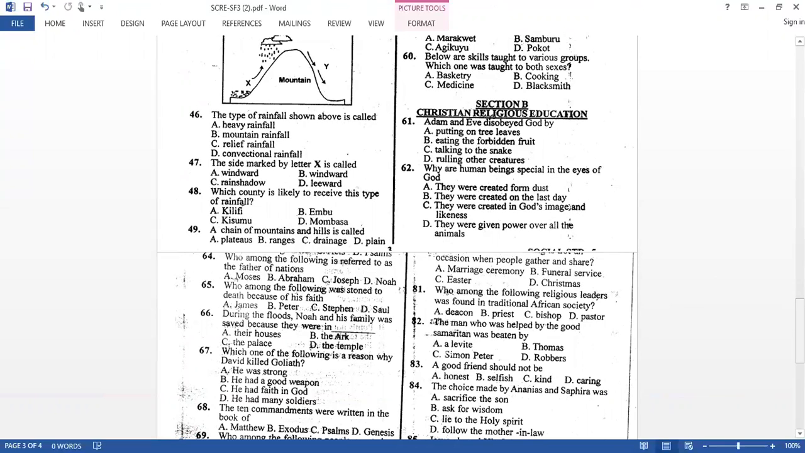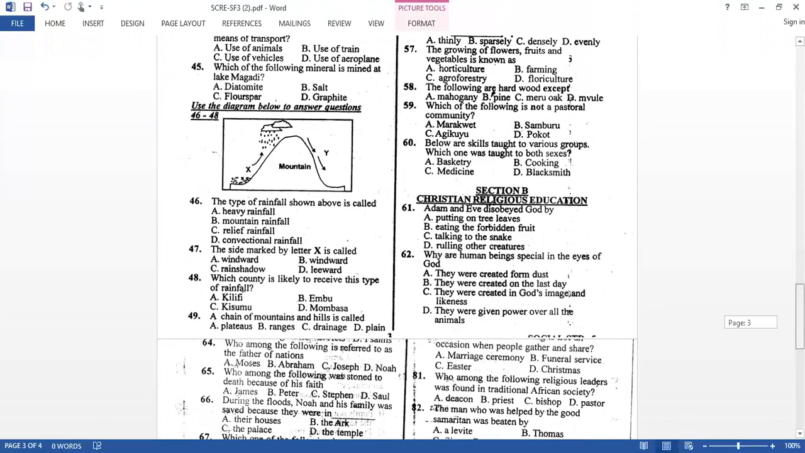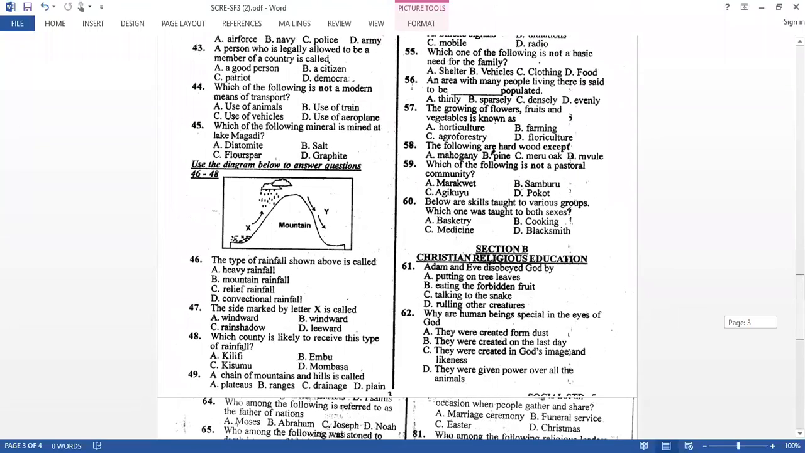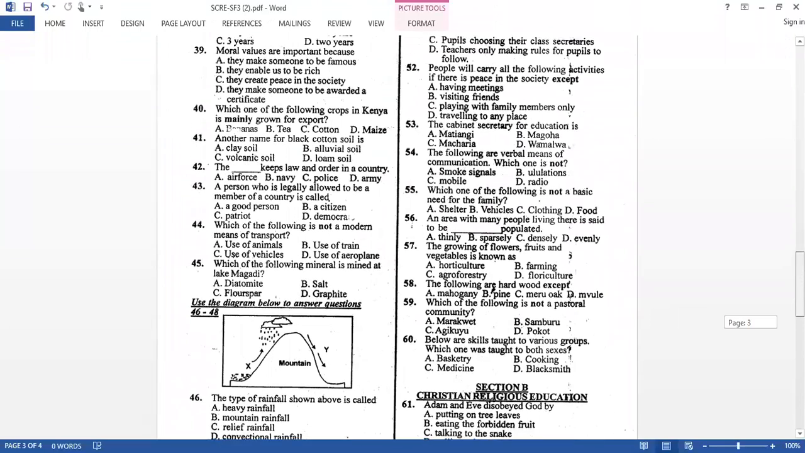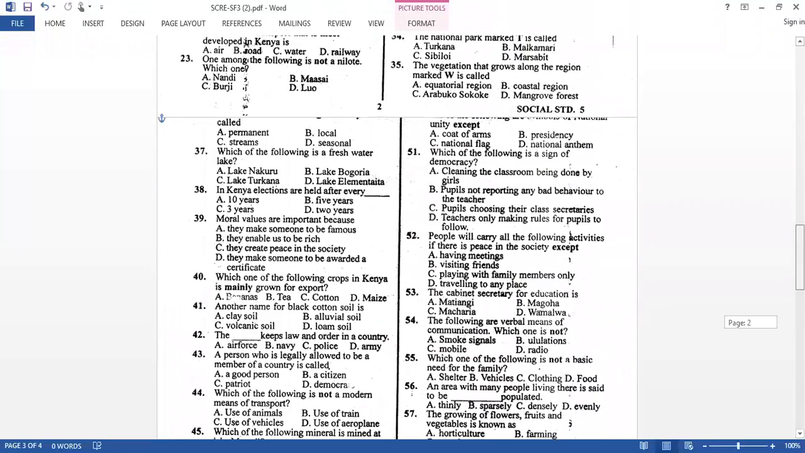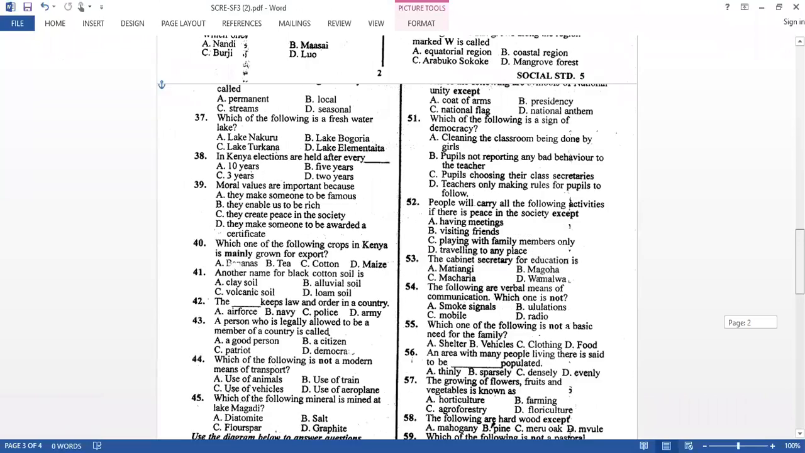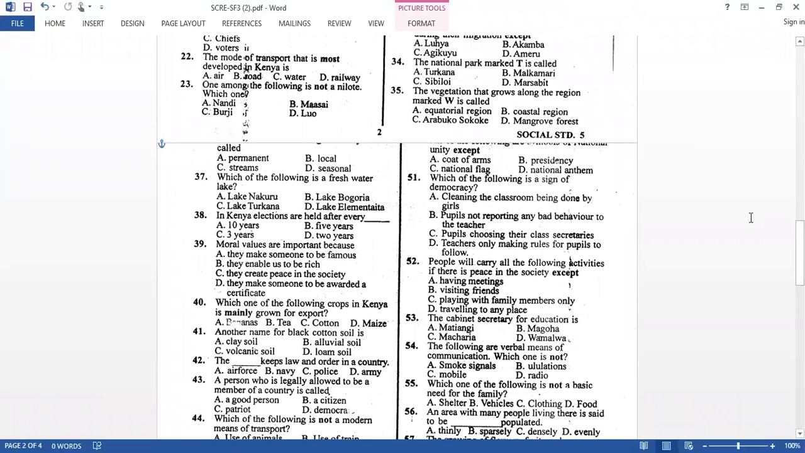So number 10 says a chain of mountains and hills is called ranges. So that one is a class 4 question. Very easy. Remember a plain, a plateau. A plateau is high raised land that is flat on top. A plain is a low-lying area.